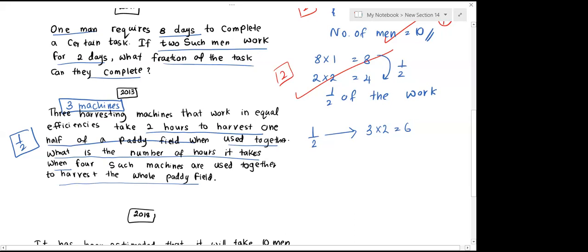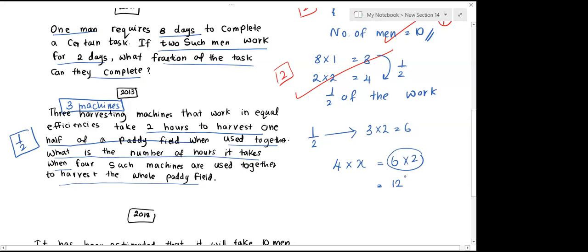1/2 of a paddy. When used together, what is the number of hours it takes when 4 such machines are used together to harvest the whole paddy field? That means 4 times x equals 6 times 2. 6 is multiplied by 2 because of the magnitude of the half of the work given by 3 times 2. But they ask 4 machines work to complete the whole paddy field.